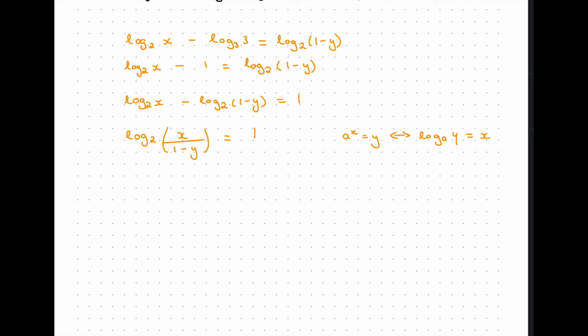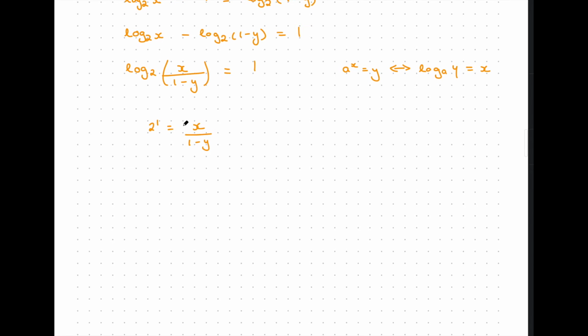So identify what each thing is. So my a here is what our base is. So our base here is 2. Our y is what we're getting log of, so it's going to be x all over 1 minus y. And then our x is going to be 1. So you're just following the formula. So we're going to have 2 to the power of 1 is equal to x all over 1 minus y.